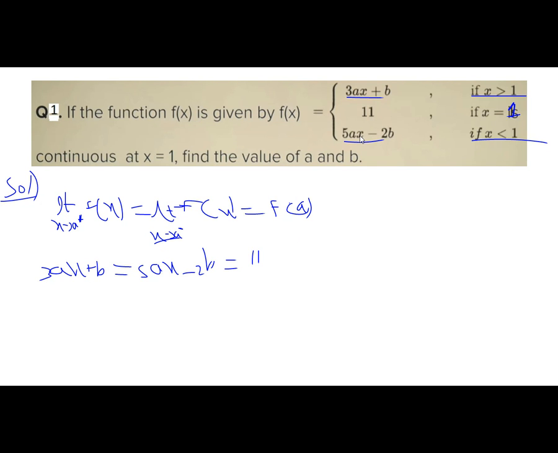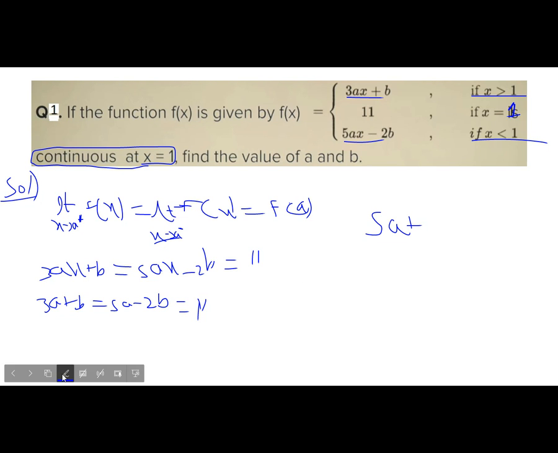We already know that the given function is continuous at x equals 1, so let's substitute that value. 3a plus b equals 5a minus 2b equals 11. Now we have two equations: 3a plus b equals 11 and 5a minus 2b is also equal to 11. So we can write them as 5a minus 2b equals 11 and 3a plus b equals 11.